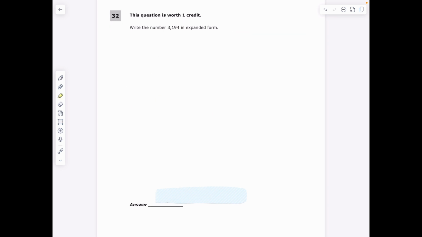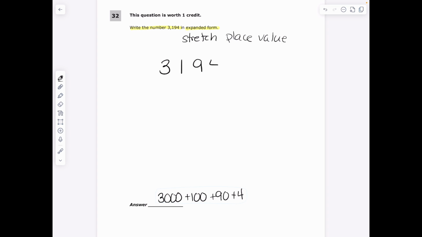Another 1-point problem, we want to write the number 3,194 in expanded form. That means we're going to stretch it all out with its place value. And when you do that, you get 3,000 plus 100 plus 90 plus 4. That's what they want to see on the bottom. If you're not sure how to do this, what I've seen some kids do is they use their place value chart.